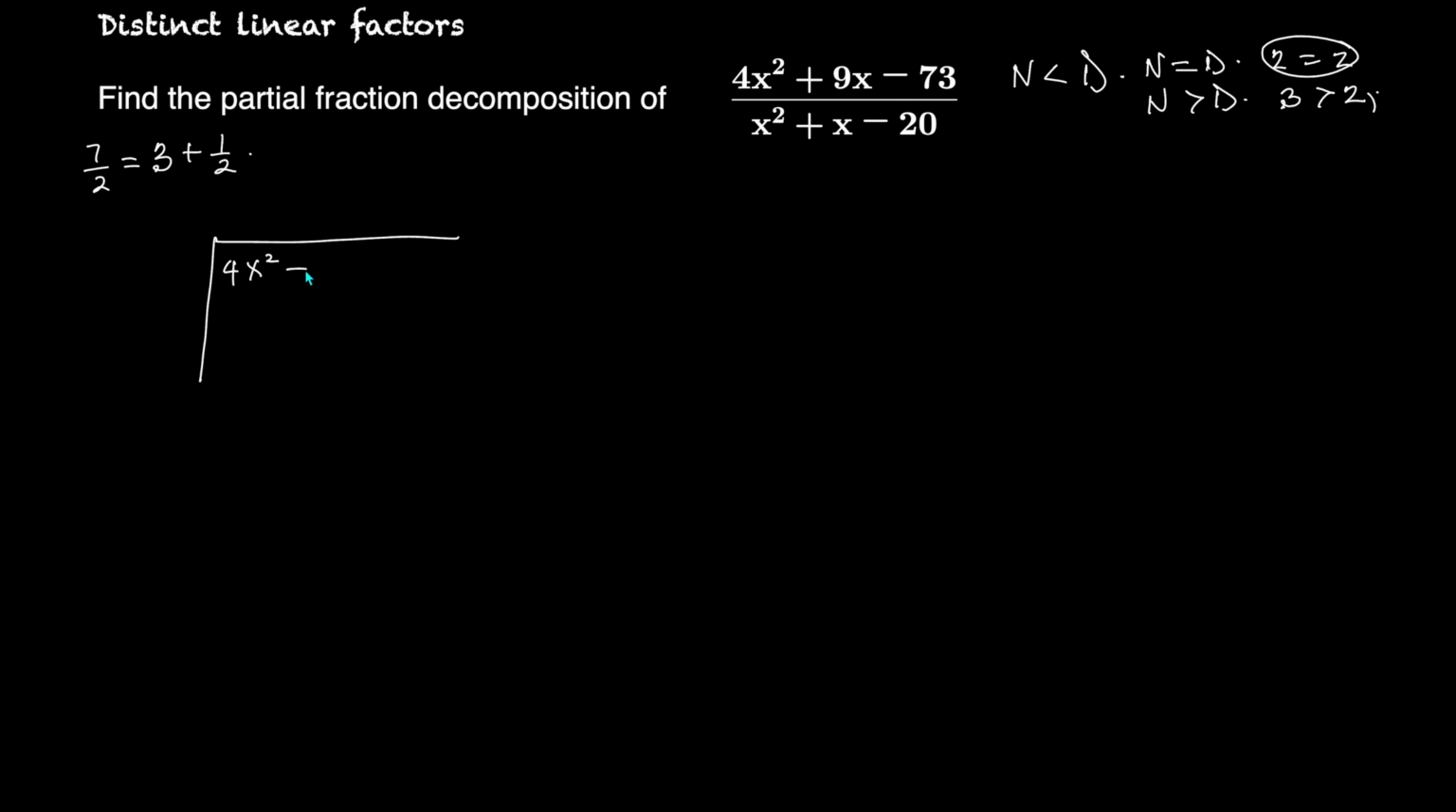4x squared plus 9x minus 73, and here x squared plus x minus 20. So the divisor, the dividend, and we'll see the quotient. x squared divides 4x squared. This is 4 times. Now this goes back to multiply each of the terms you have here, which is 4x squared plus 4x minus 18. So we perform a subtraction there. 4x squared minus 4x squared goes to 0. And this is 5x plus 7.